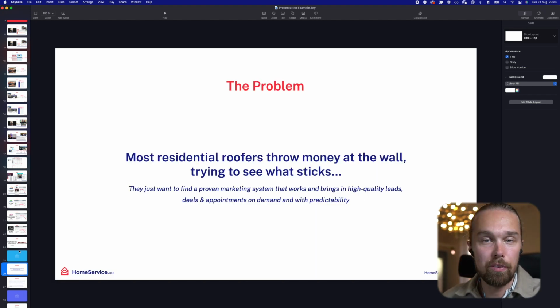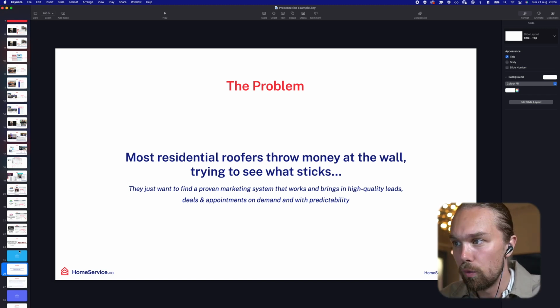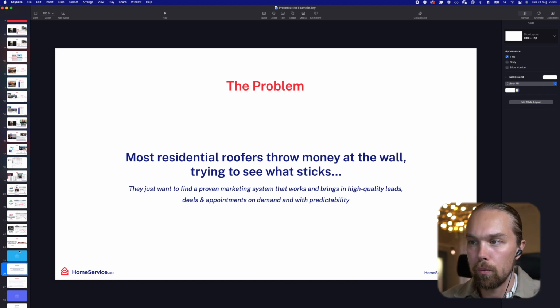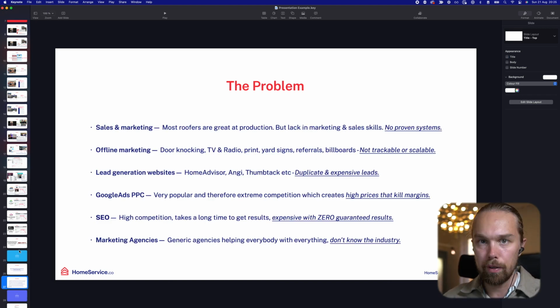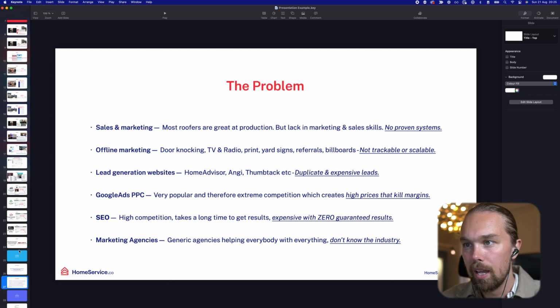Again, you cannot copy verbatim what I'm talking about here because it's always independent from each and every single industry. But we say most residential roofing and solar contractors basically throw some money at the wall trying to see what sticks, and they just want to find a proven marketing system that works and brings in high quality leads and deals and appointments on demand and with predictability. So then we can talk about the specific problems in the roofing solar industry. Most roofers are great at the production side of things, but they lack in marketing and sales skills. Offline marketing is very common: door knocking, team radio, print, yard signs, referrals, billboards.